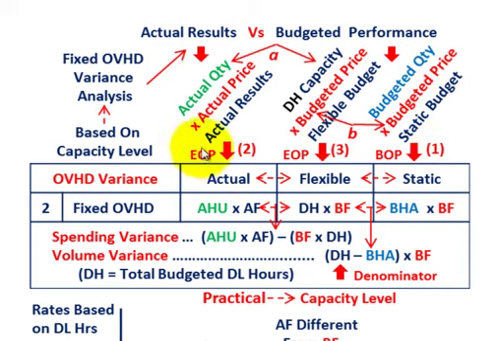And then at the end of the period, you're going to have your actual results for the period, and that would be some actual quantity times some actual price. In this case, we're dealing with our fixed overheads. So that would be our actual results for the period.